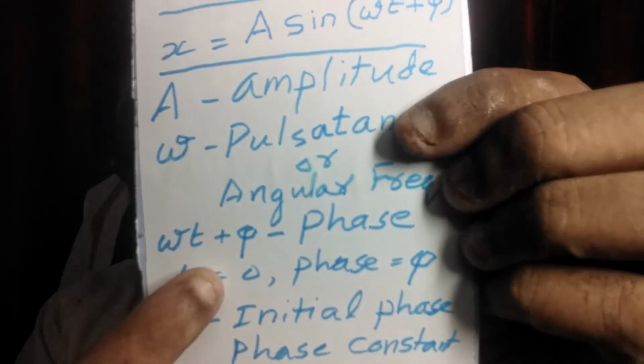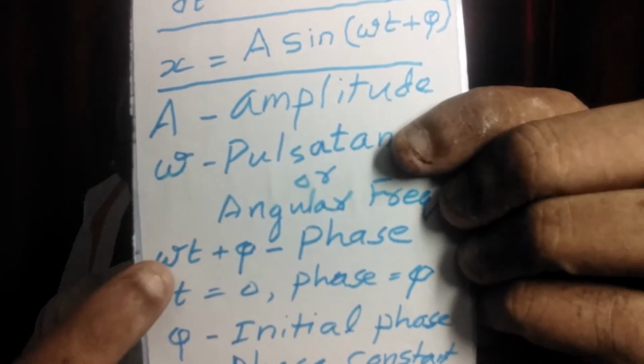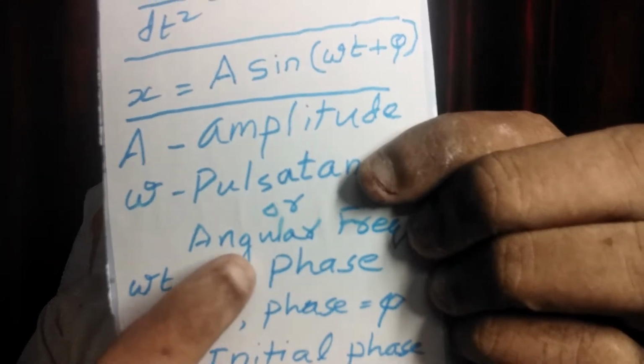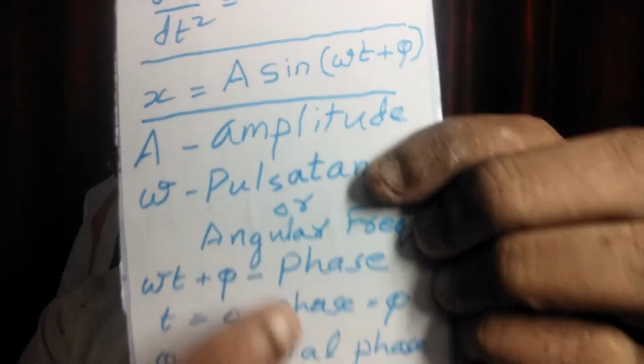Now at t equals 0, phase is omega into 0 plus phi, or phase equals phi. So what is phi? Phi is the phase. Phase is an angle because it comes along with the sine function. Phi is the phase at t equals 0. T equals 0 means initial, starting. So phi is called initial phase of the vibrator or phase constant or epoch. E-P-O-C-H. Epoch.